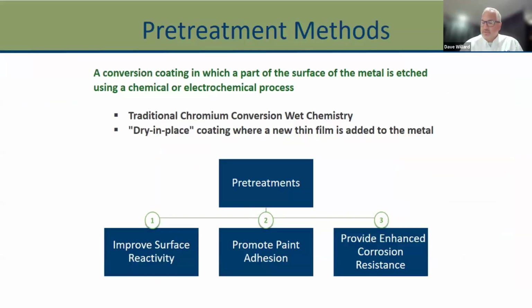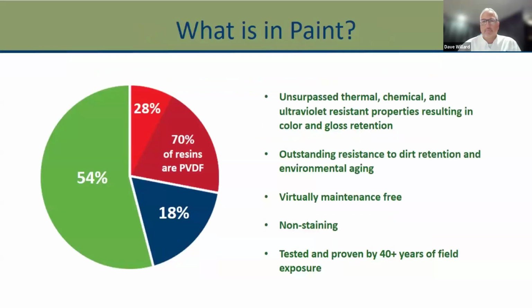Now, the pre-treatment method is really what makes all the difference in the world, because we need to be able to make sure that everything that goes on there stays. So traditional chromium conversion wet chemistry is the best, where you're actually cleaning it in a wet chromium bath. And pre-treatments are critically important when it comes to getting that substrate ready to take on a top coat. It improves the surface reactivity, promotes paint adhesion, and provides enhanced corrosion resistance. So all these things are critically important when it comes to your paint finish. And then, of course, you have the paint itself.